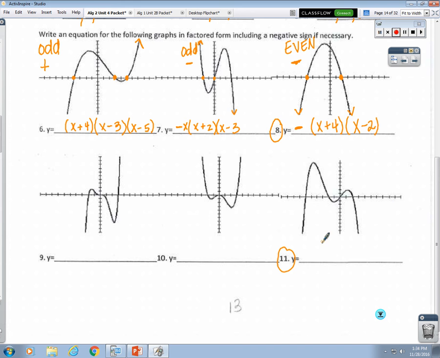Alright, number 11. Do we need a negative sign? Yes. Is this even or odd? Even. They're still going the same direction on the ends, right? It is even negative. Okay, the first factor would be what to represent this 0? Negative 1, 2, 3, 4, 5, 6. Is that negative 6? Right. And then this would be represented with an x plus 2. And then this one would be represented with just an x, and we put it out front. And then this one would be represented with an x minus 2.